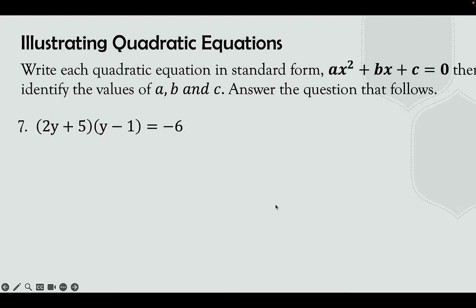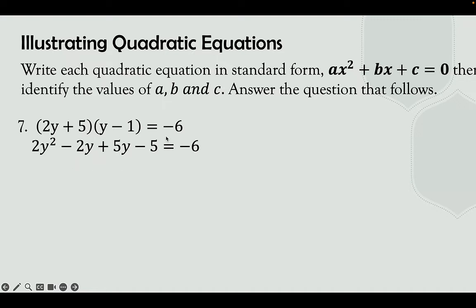Now here in the next example, we have two binomials. So what will we do? If you have two binomials, we need to use the FOIL method. So multiply the first terms first: 2y times y, we have 2y squared. Next, 2y times negative 1, we have negative 2y. 5 times y, we have 5y, and 5 times negative 1, we have negative 5. So we have 2y squared minus 2y plus 5y minus 5 equals negative 6.